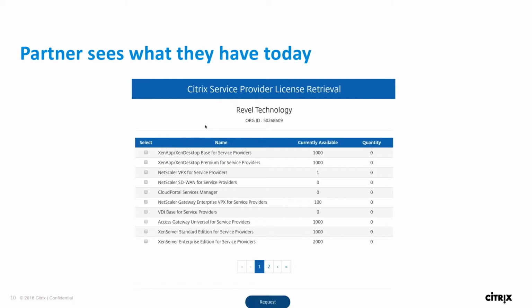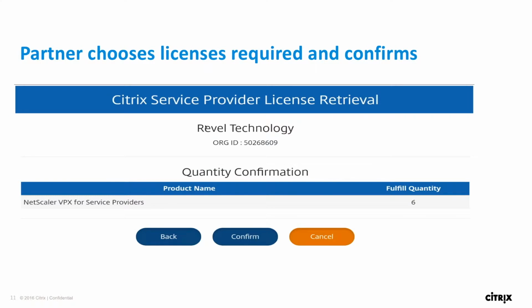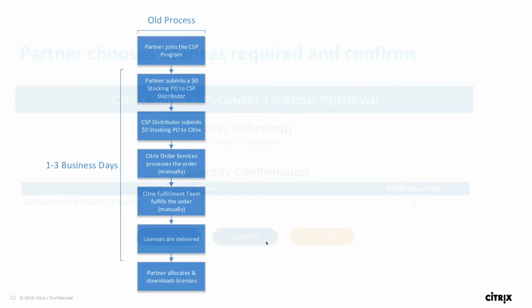So in this overview, you can see what you have today. And in this tab, you can say, okay, I want to have a NetScaler VPX. I want a quantity of 6. And then you can just confirm the order, and the order will be placed.